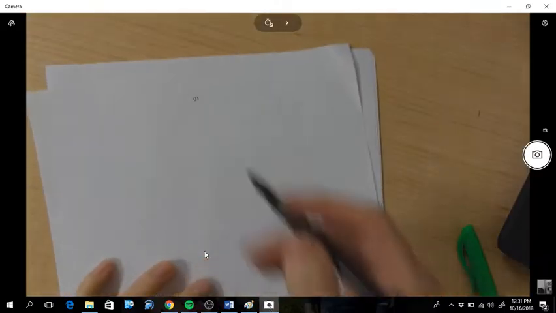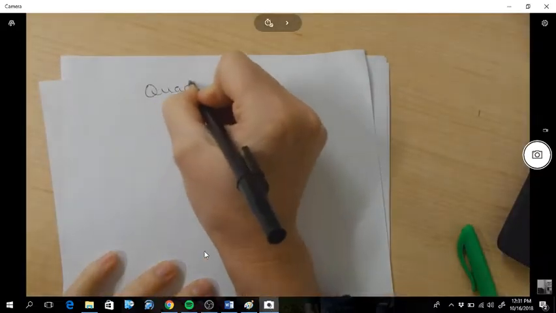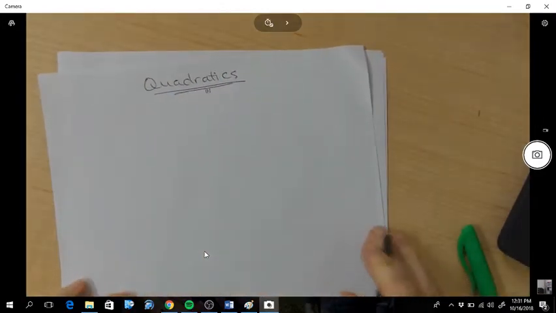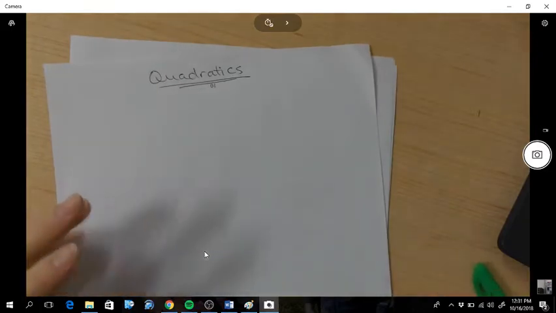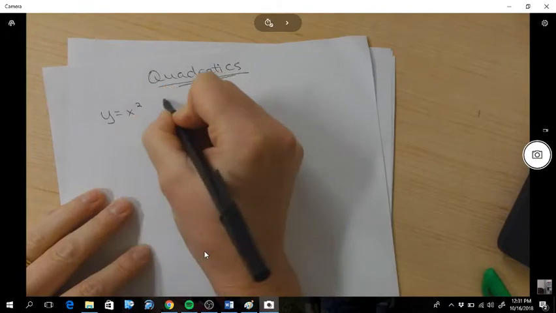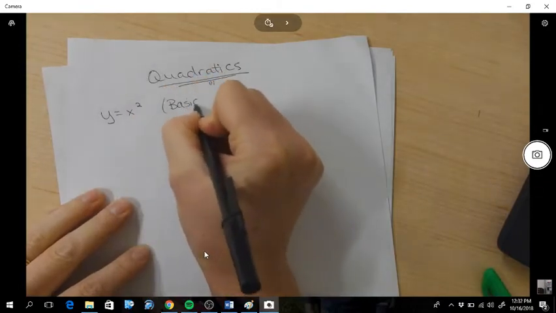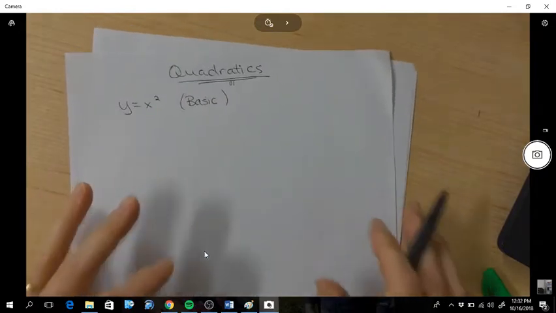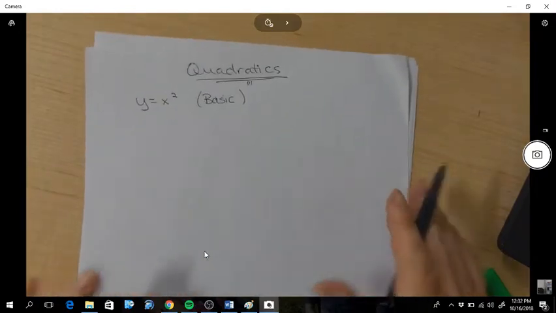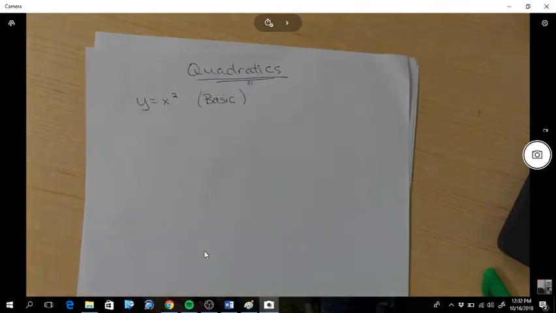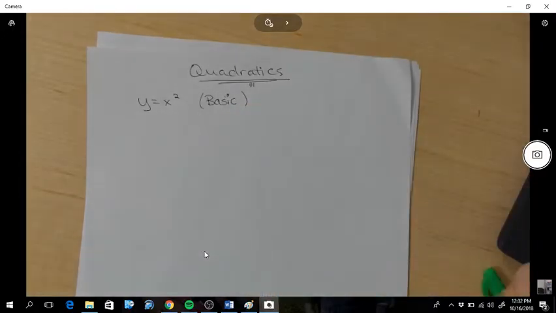Okay, today we're going to start quadratics. And I'm going to just do some introductions to a quadratic. So quadratic equation, this is the most basic one. Y equals x squared. Okay? So the difference from last year is you had an x, now we have an x squared. So last year's produced a line, and this year it's going to produce what we call a parabola.